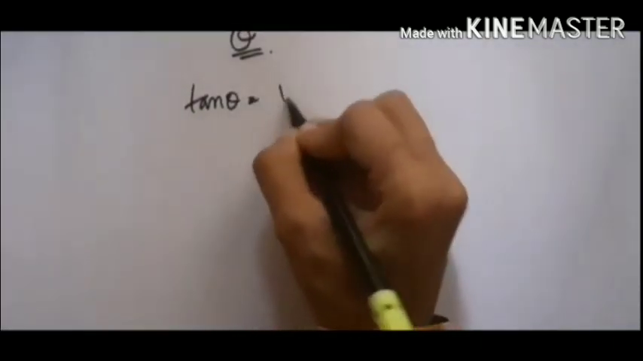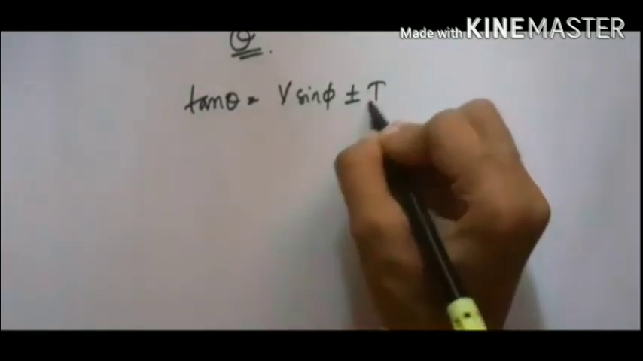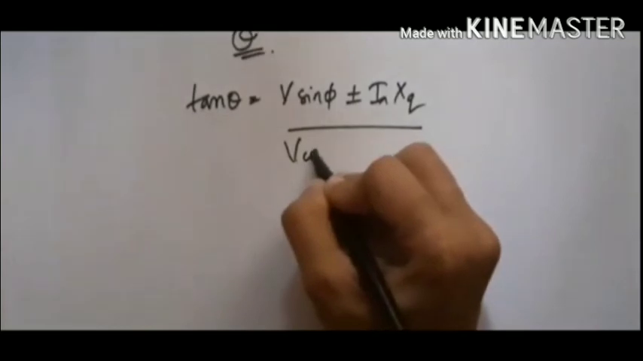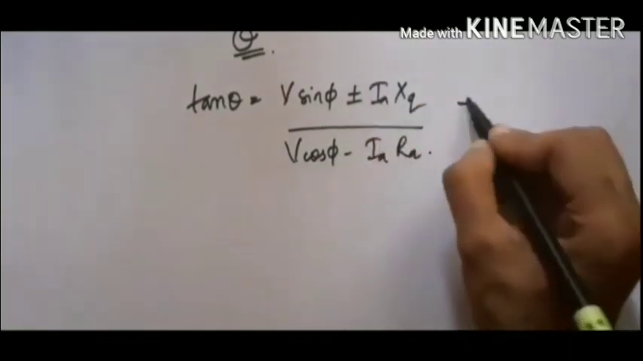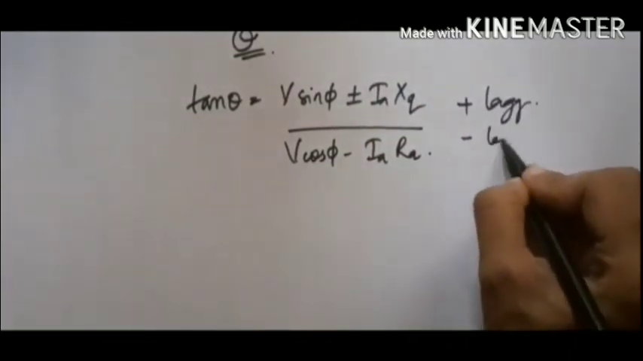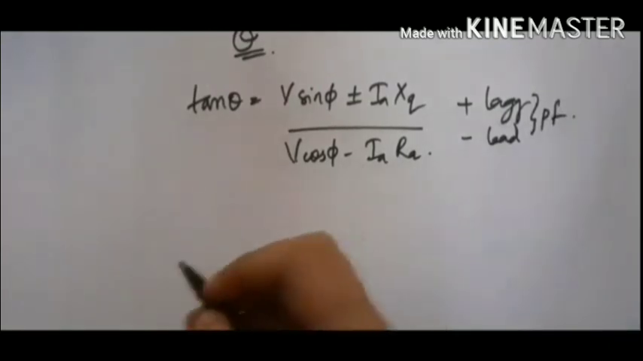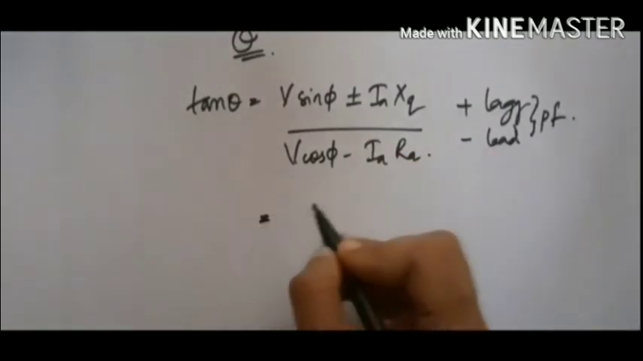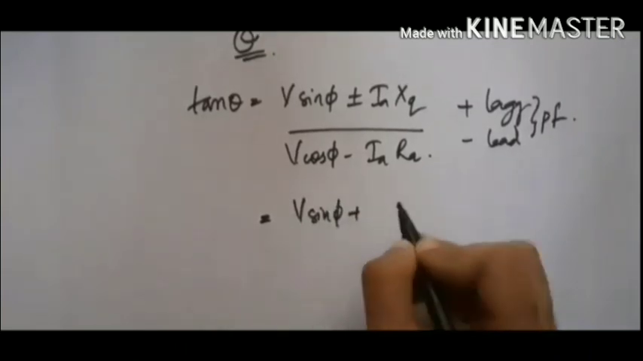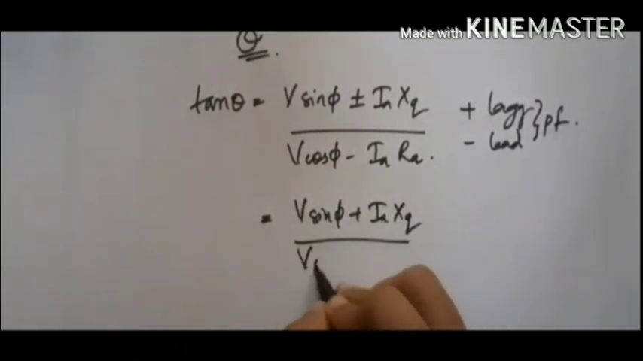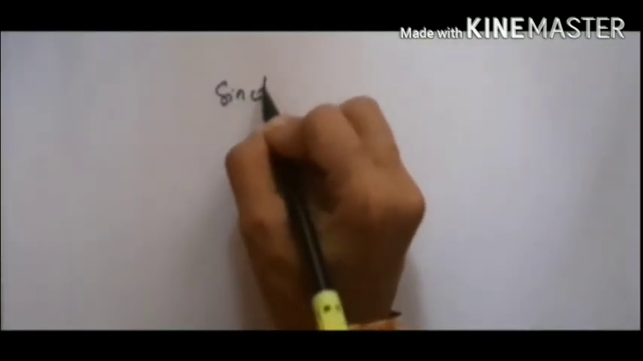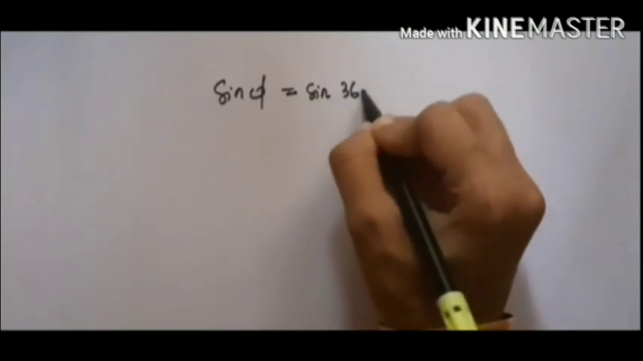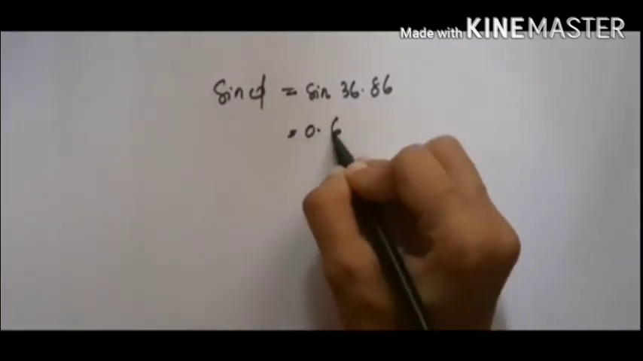Using this phi, we can find theta from the equation tan theta is equal to (V sin phi plus or minus IA XQ) by (V cos phi minus IA RA). Here, it is plus for lagging power factor and minus for leading power factor. Since it is given to be lagging power factor, we will use plus. We have angle phi equal to 36.86 degrees, therefore sin phi is equal to sin of 36.86, which is 0.6.